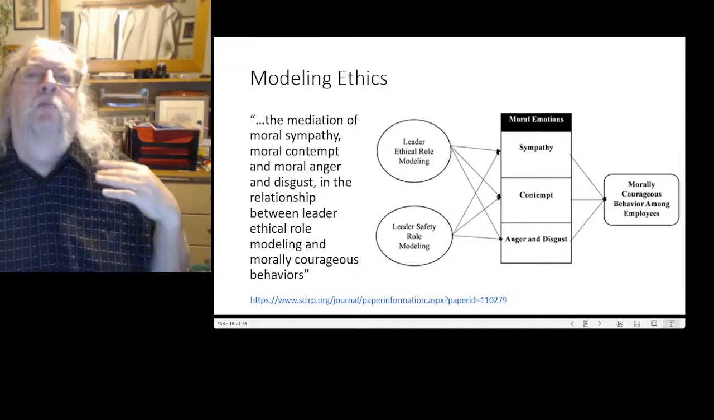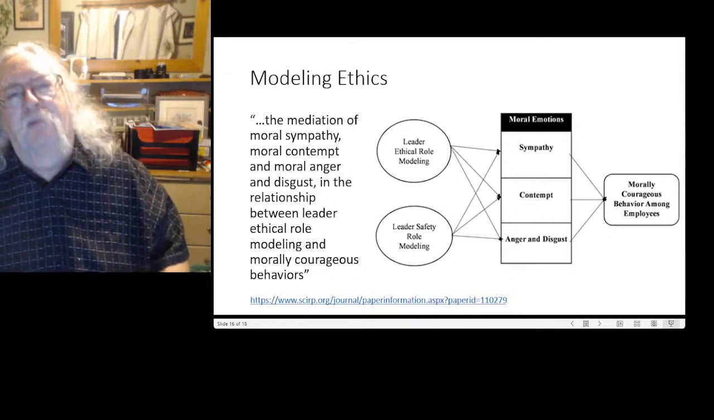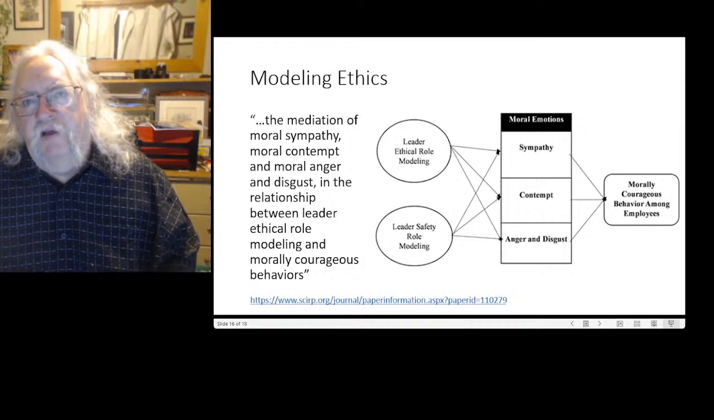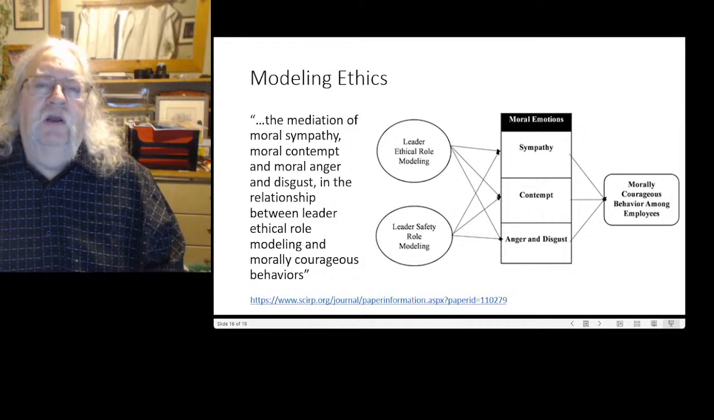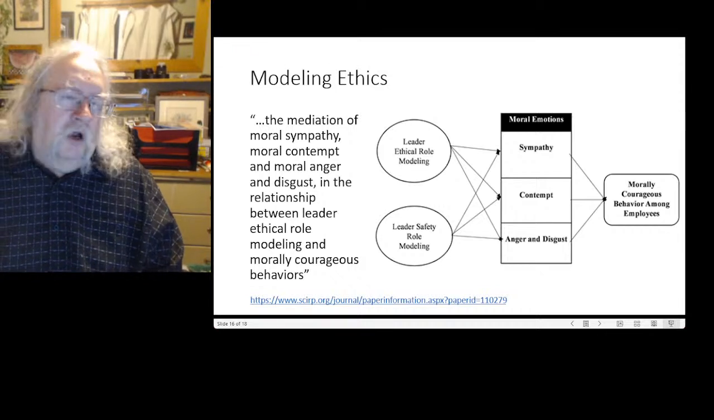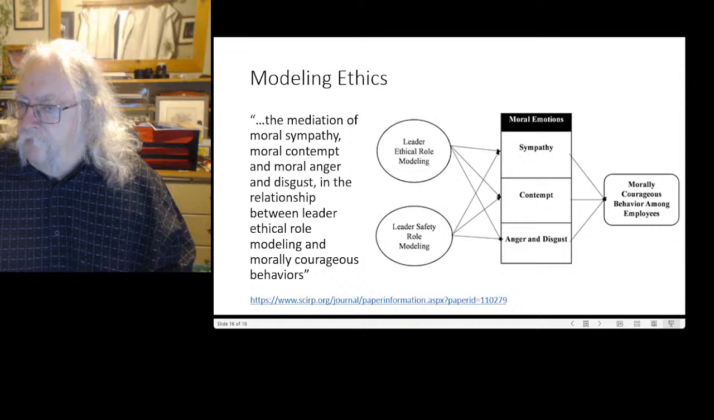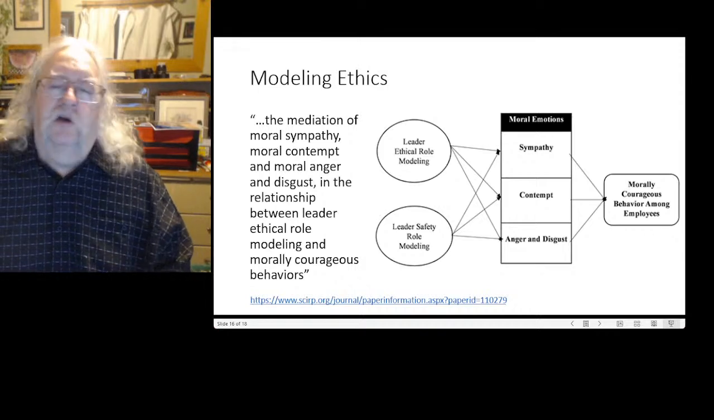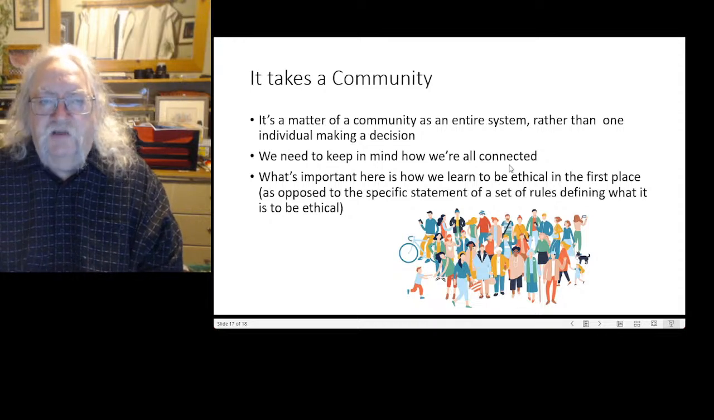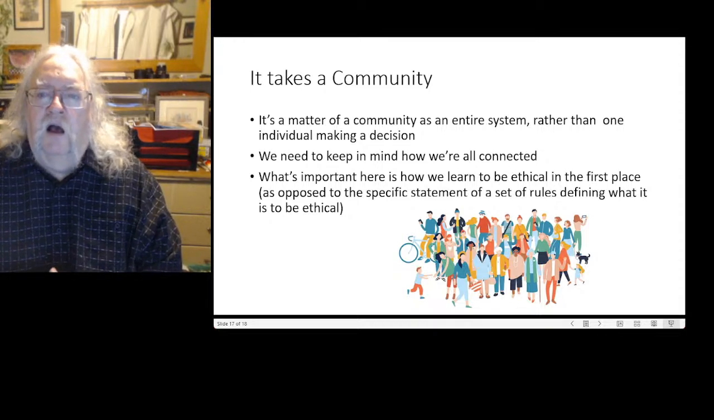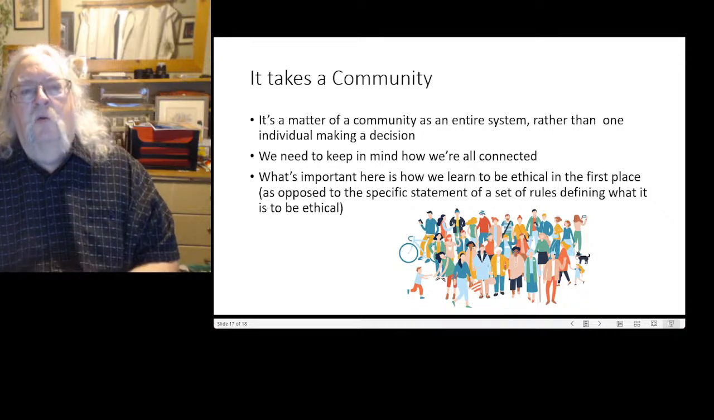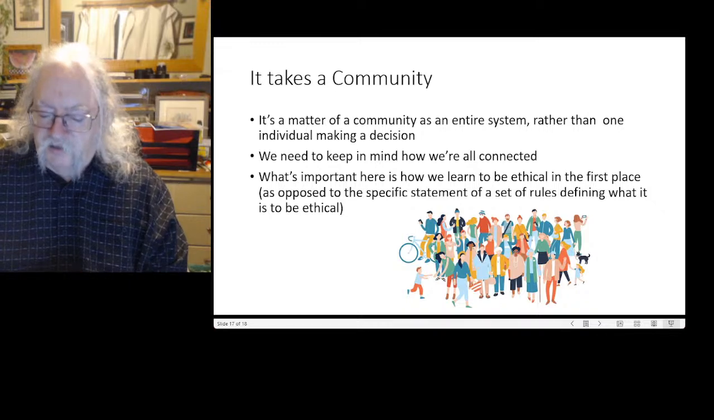At least I hope not, because our leaders have been disappointing us since the beginning of time with respect to being ethical role models. And I think we learn as much from each other as we do from our leaders. Our leaders call that peer pressure, but we might just call it community. And that's what it takes, right? It takes a community as an entire system rather than one individual making a decision.